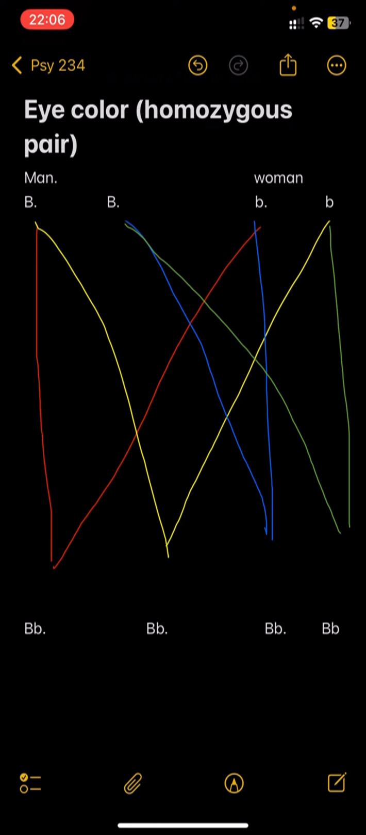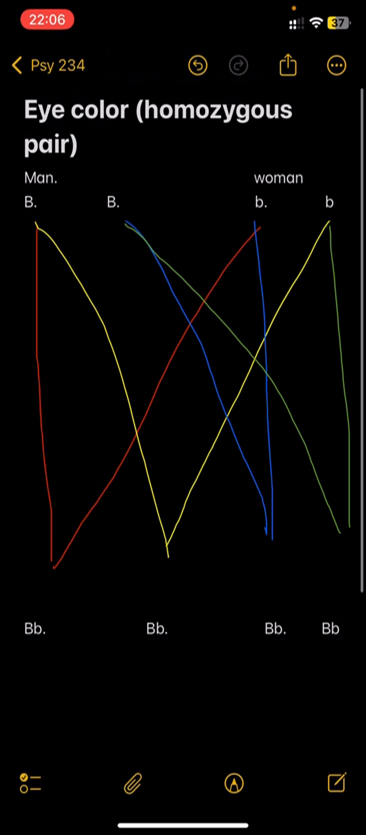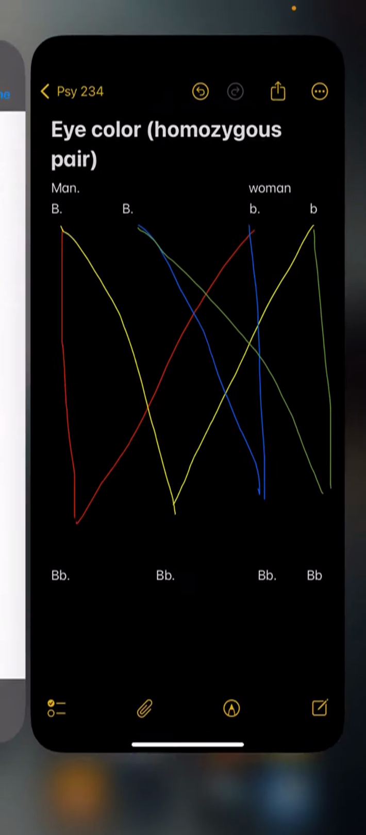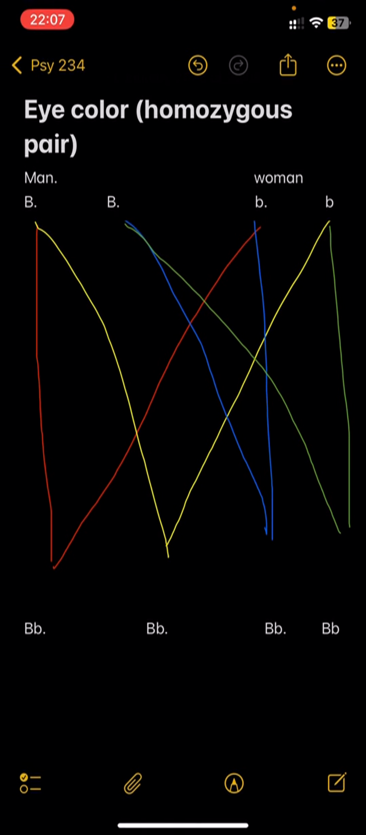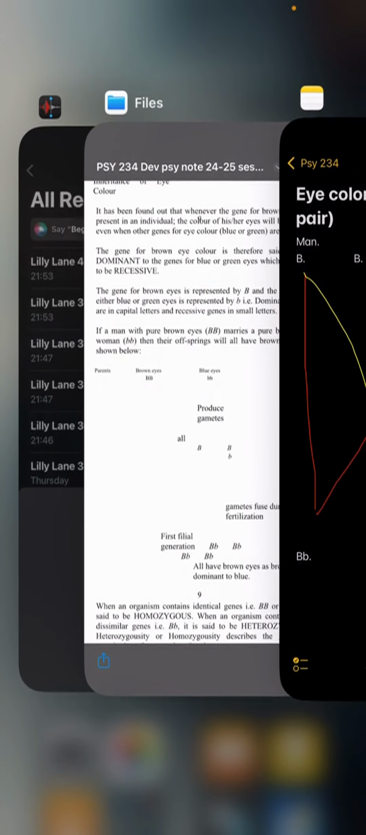We can see that every single child that this pair of people will give birth to has the dominant B. Even though the woman is a pure blue-eyed person, every child they give birth to will have brown eyes, because the dominant trait of brown is on every child. I hope this was a little bit more helpful than what they did.